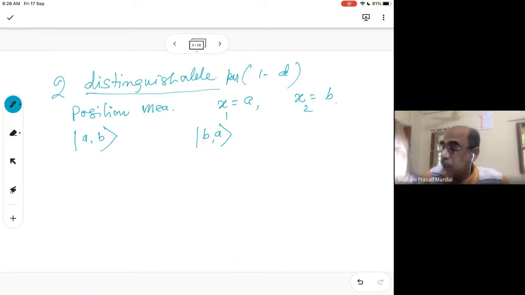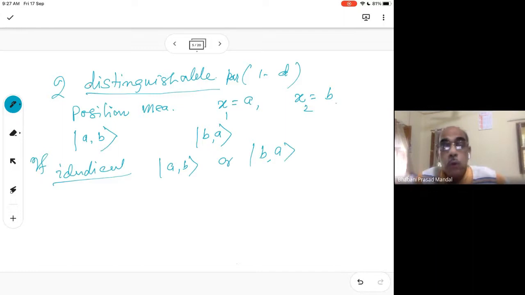Now if they are identical, then what will my wave function be, AB or BA? I don't know which one is the first particle and which one is the second particle. So my wave function will be this or this, I don't know. If you say this, then why not this? If you say this, then why not this? So let us denote the wave function as some combination of A, B, for the identical particles.